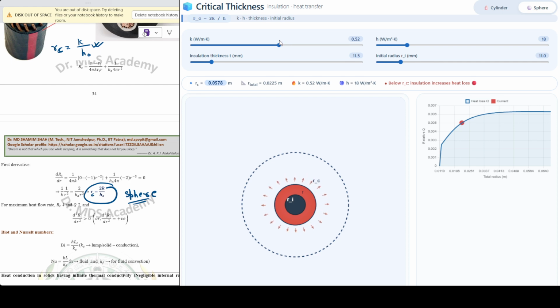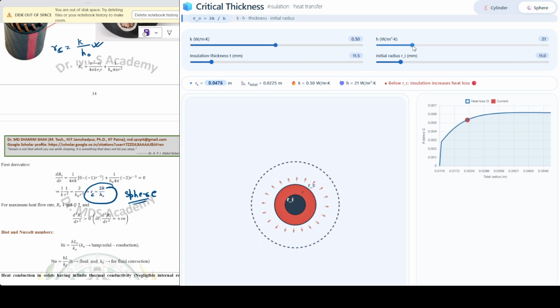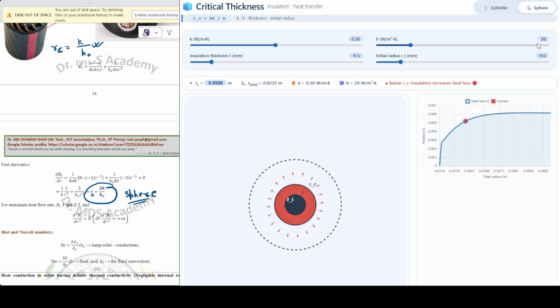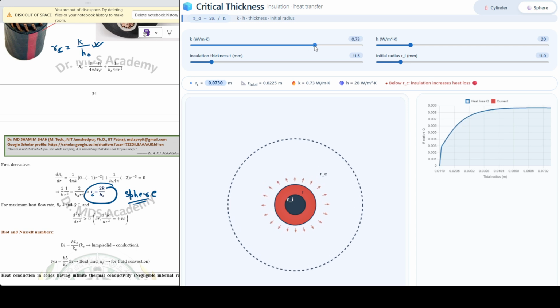For the time being, here I have kept 0.5 for K and 20 for the H value. So 0.5 divided by 20, how much will you get? You will get 0.025 something like this, for the case of a sphere. Again, since RC and K are directly proportional, the more the K value, the more will be the RC. See, the RC is increasing.